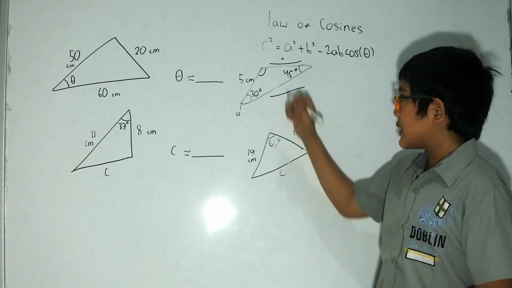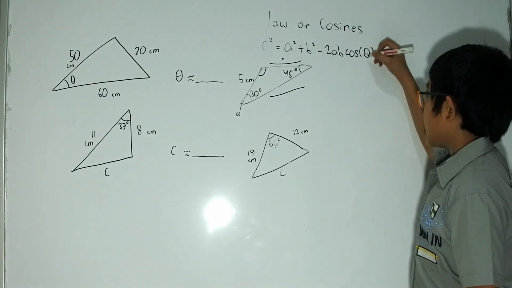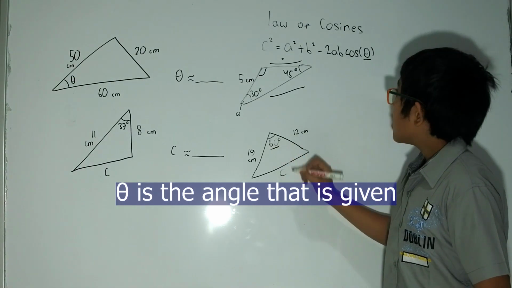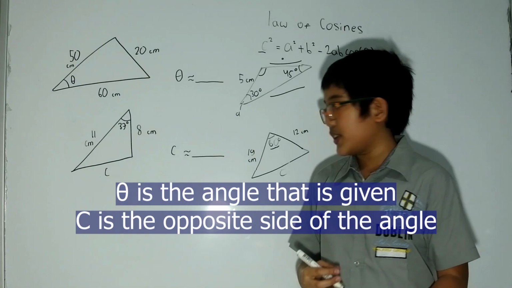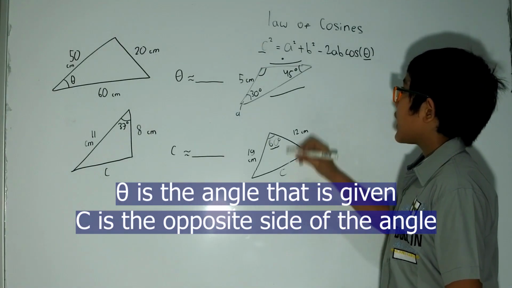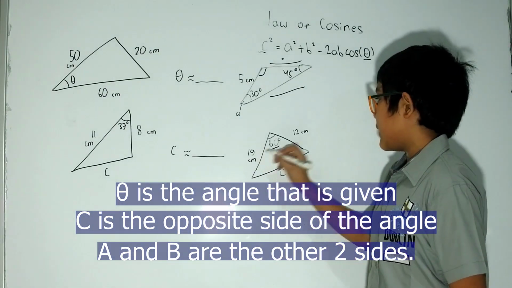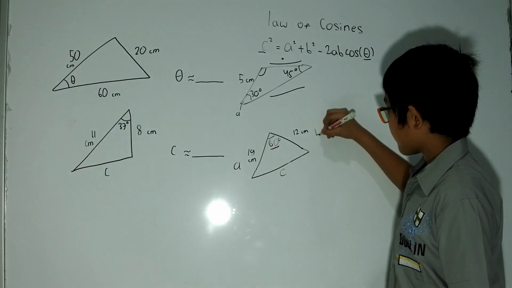So, what are these C, A, and B? Well, we know that theta is going to be our angle, which is our 60 degrees. So C is going to be the side that is opposite to it, which is this one. So I label it the correct way, C. And A and B are the other two sides. You can label it this A and this B, or the opposite. So let's say this is A and B.